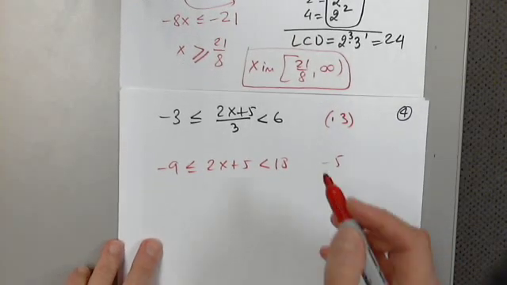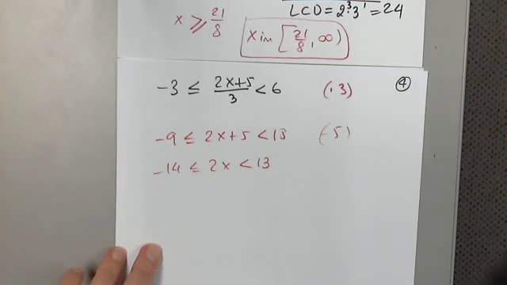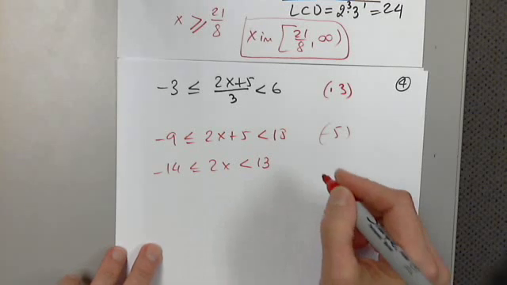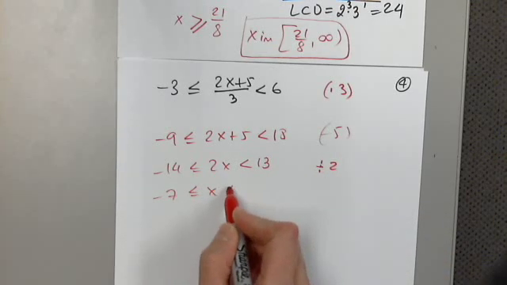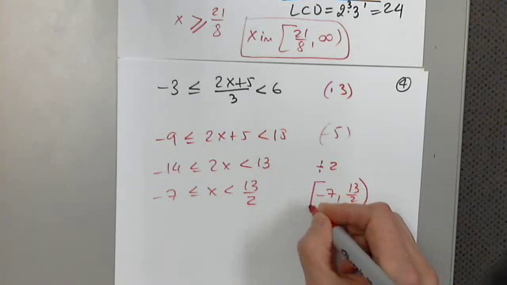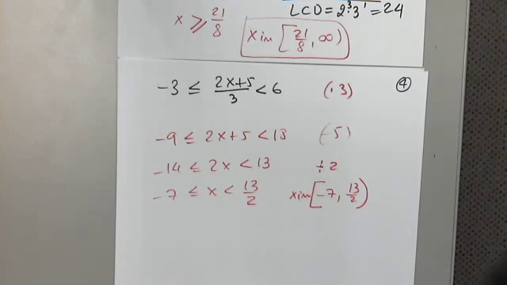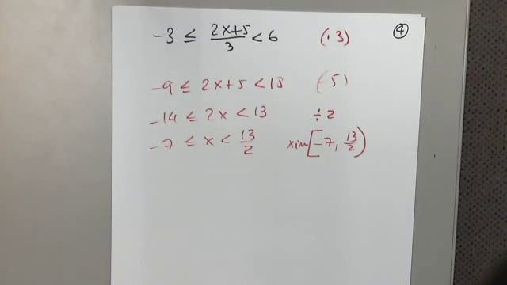Very good. Subtract 5 from everywhere. So negative 14 less than or equal to 2x less than 13. And final step, divide both sides, all three sides by 2. Okay, so negative 7 less than or equal to x less than 13 halves. So negative 7 comma 13 halves, parenthesis and bracket, and x in. Any questions on this one?